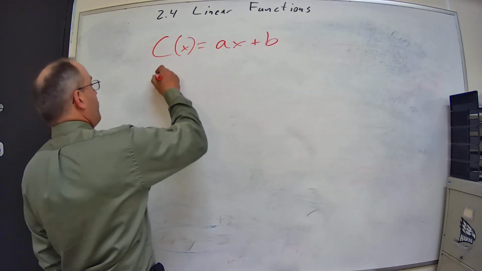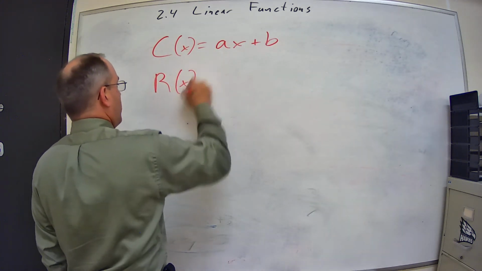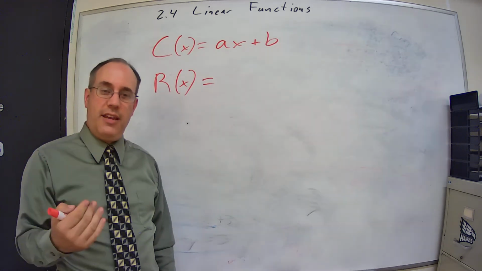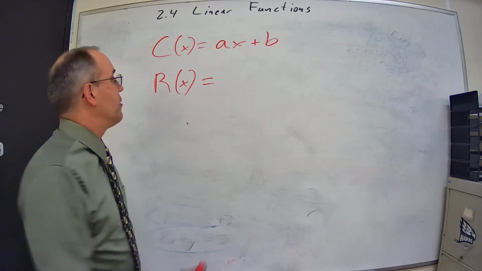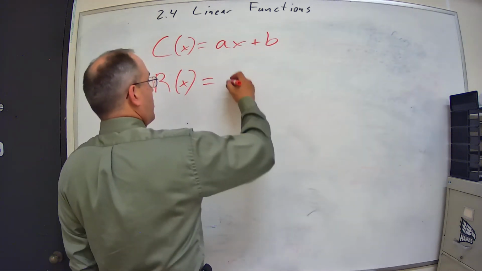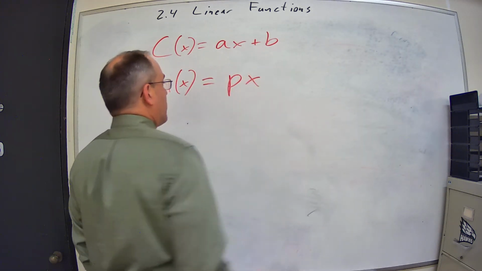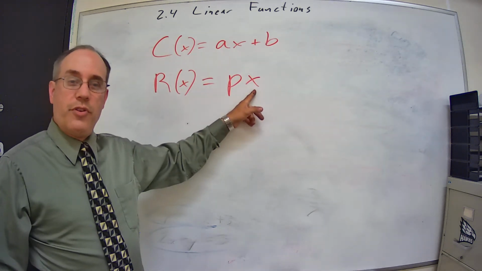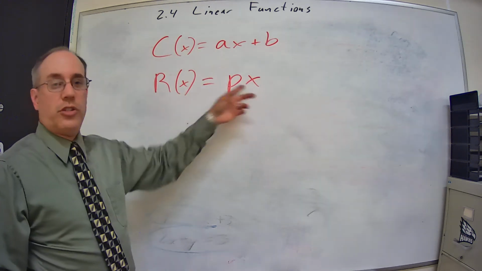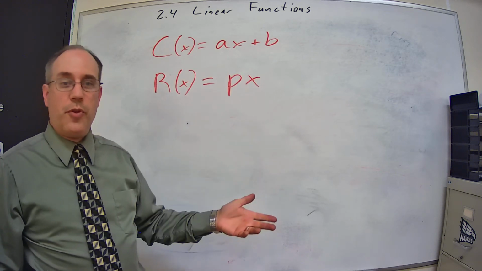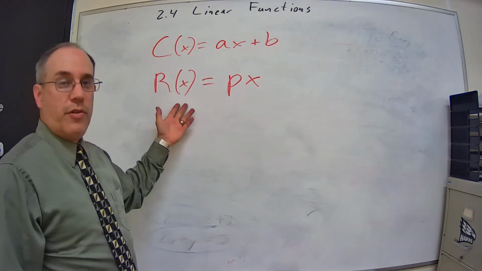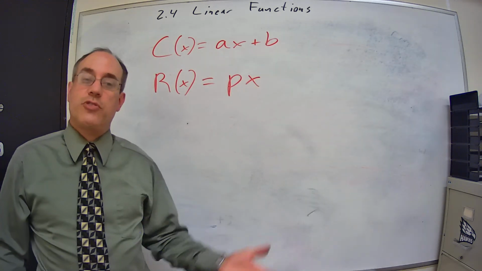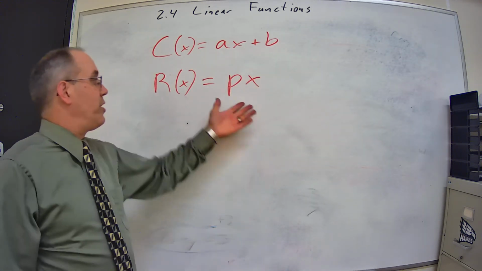The revenue function, R of x, the revenue, that's basically the money that comes in, is just a function of p x, the price per unit multiplied by the number of units. Also a linear function. You don't produce any units, you don't get any revenue. You produce 1,000,000 units, you get 1,000,000 times the price that you charge per unit. So another linear function.